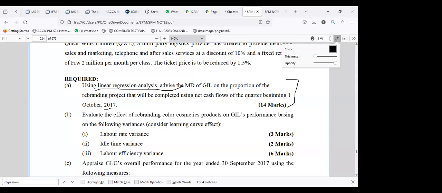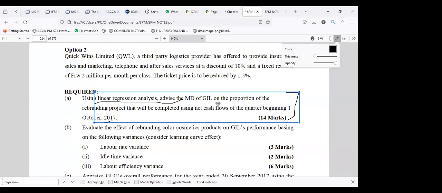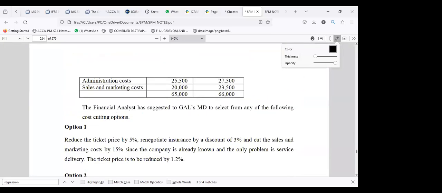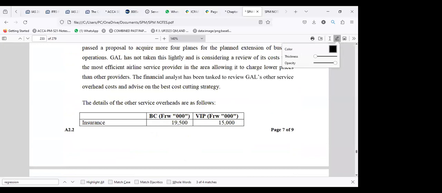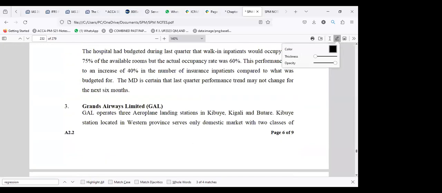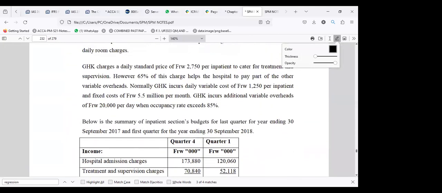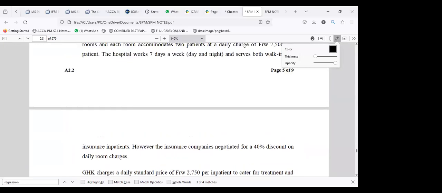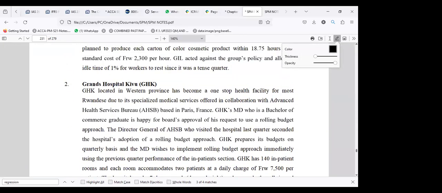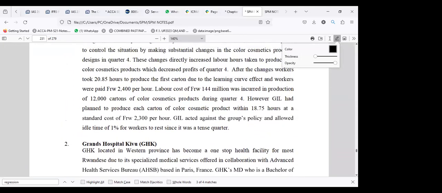Now, the question is about GIL. So I'll check where GIL is, and then something connecting to rebranding and the regression, and then I check what the subject is. I'm not going to read all the question. As I said, during those periods, this is GAL, so it is not the one. I need to check where there is GIL. There is GIL. This is GH. So they used to name them based on the subject being discussed.